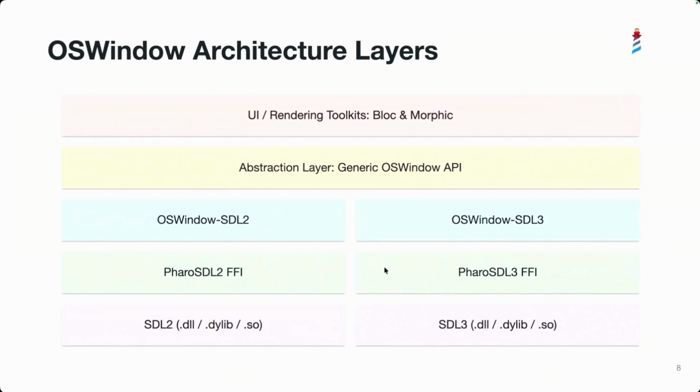What we have done, with a lot of work from Martin, is to implement a backend for OS Window for SDL3. So there is basically a transparent transformation from one version to the other. We are using most of the features in a common way. What has changed is adapted in the new driver. But basically, for the users, in this case for Bloc and Morphic, it is completely transparent.